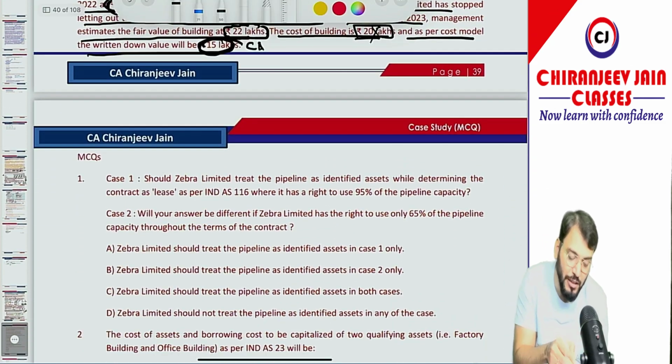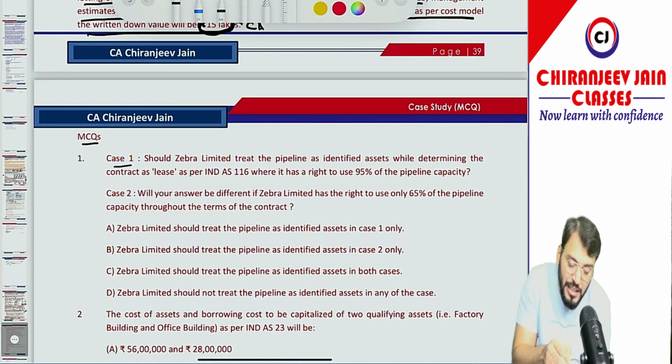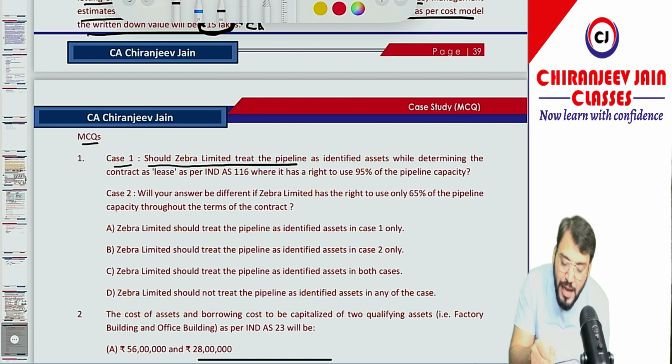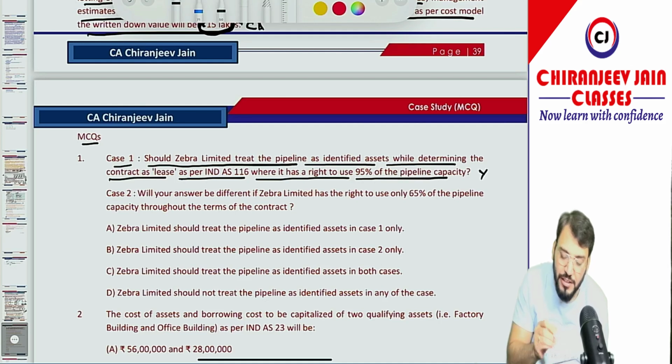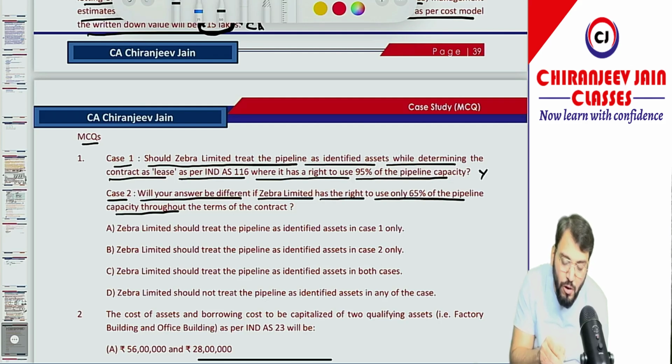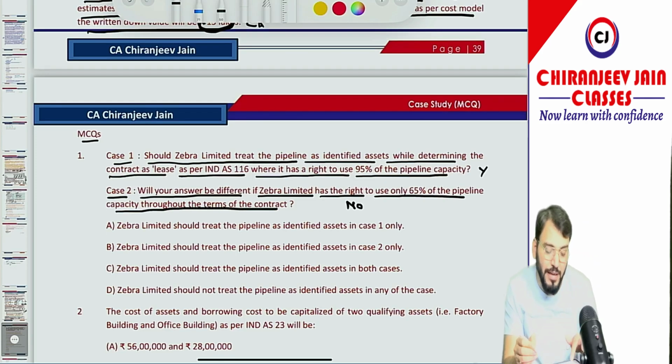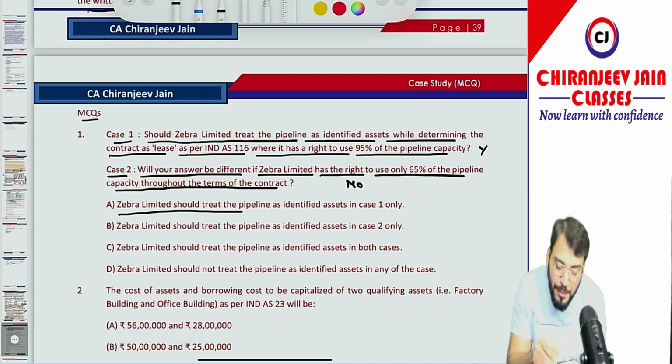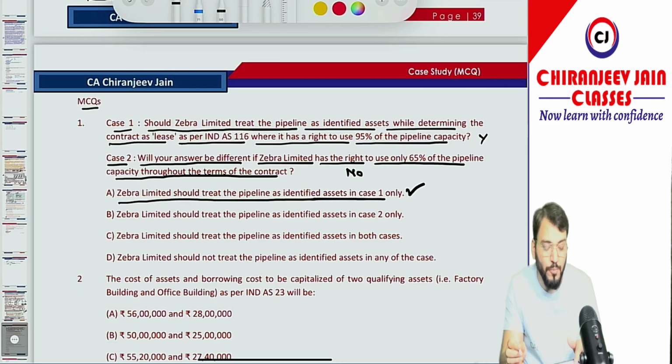Okay, let's see what the question is. MCQ. Case 1. Should Jibra Limited treat the pipeline as an identified asset while determining whether the contract is a lease as per Ind AS 116, where it has a right to use 95% of the pipeline capacity? Yes, the answer is yes. Case 2. Will your answer be different if Jibra Limited has a right to use only 65% of the pipeline capacity throughout the term of the contract? Yes, in this case, this will not be an identified asset. So what have they given? Jibra Limited should treat the pipeline as an identified asset in case 1 only. This is the correct one. Option A is correct.